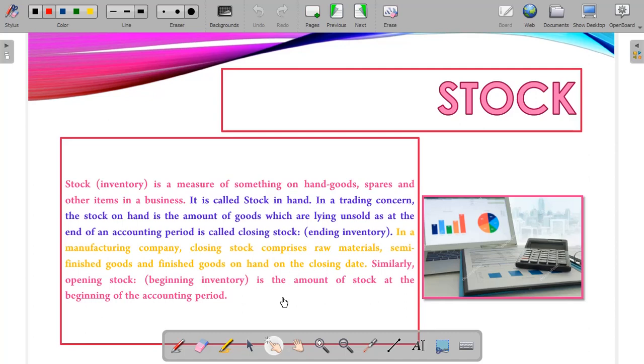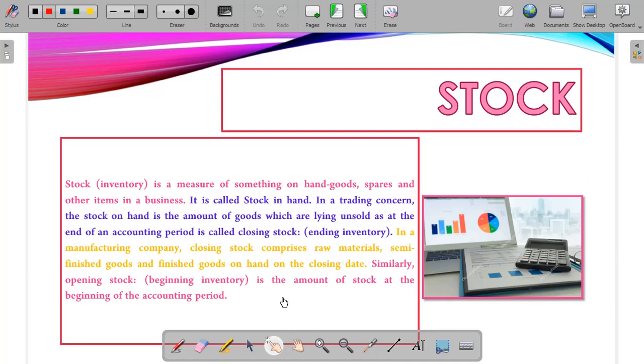Then we can take another term, that is stock. Very important term. Stock is also an asset. Stock is also named as inventory, right? Stock or inventory means the goods which we have covered earlier. Goods held by the business for sale in the ordinary course of business, right? The goods which we have kept with us to sell further.